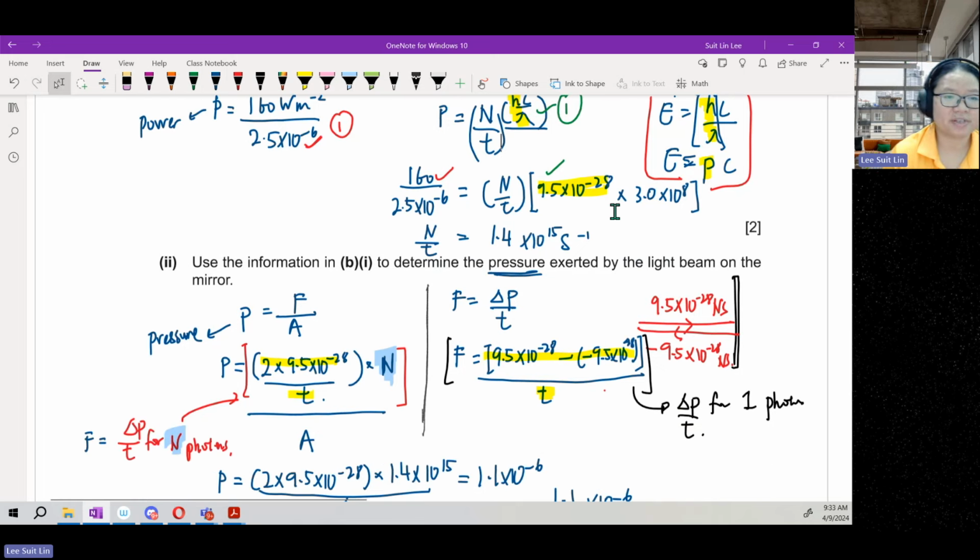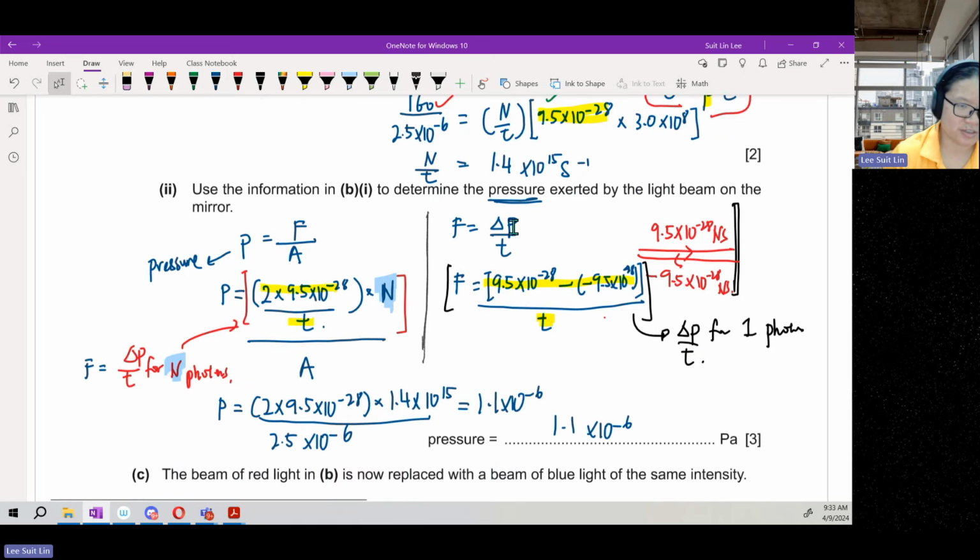And then I want to find the pressure. So pressure is actually force per unit area. But to find the force, I need to consider the change in momentum. So the change in momentum needs to be multiplied by 2, because the photon goes in and goes out, reflects. This reflection is new. Last time the photons were absorbed. If they're absorbed, then it will be 9.5 times 10 to the power negative 28 minus 0.